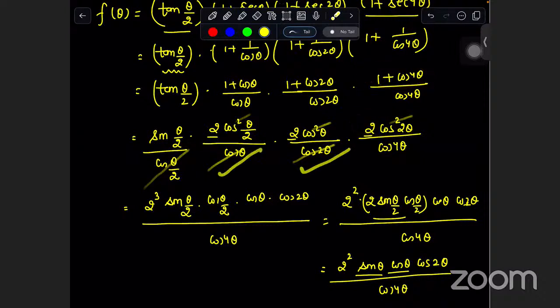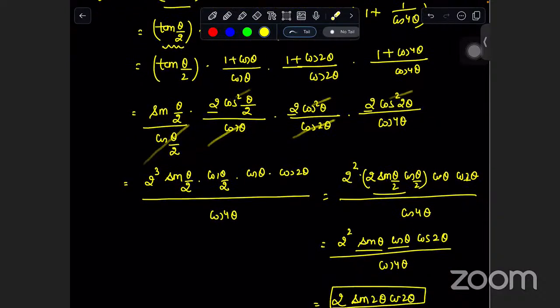Upon cos theta, cos 2 theta, cos 4 theta. Now, 1 cos theta by 2 cancelled. 1 cos theta cancelled. 1 cos 2 theta cancelled. So what are we left with? 2 cube sin theta by 2, cos theta by 2, and upon, we are left with cos 4 theta.